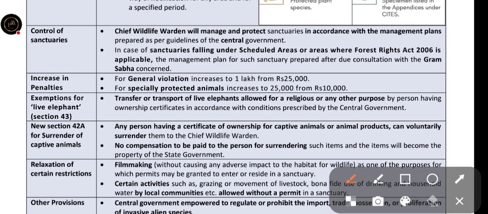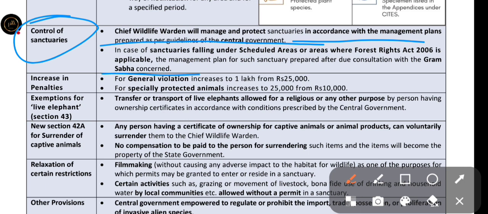And the next recommendation is control of sanctuaries. The chief wildlife warden will manage and protect sanctuaries in accordance with the management plans prepared as per the guidelines of the central government. And in case of sanctuaries falling under scheduled areas or areas where the Forest Rights Act 2006 is applicable, the management plan for such sanctuary is prepared after due consultation with the Gram Sabha concerned, okay. So you should remember this.